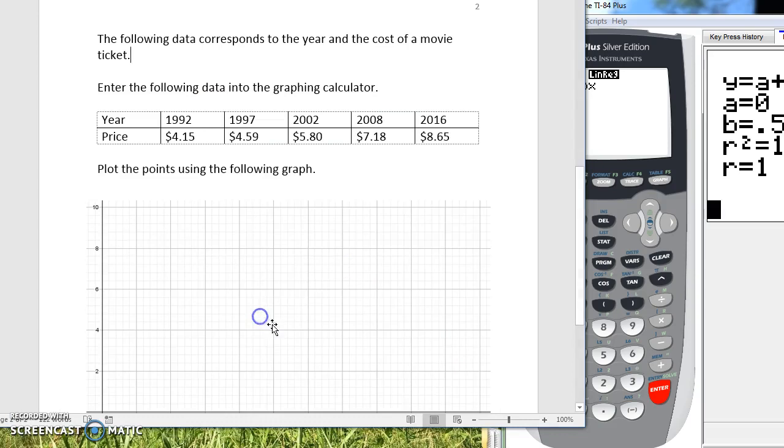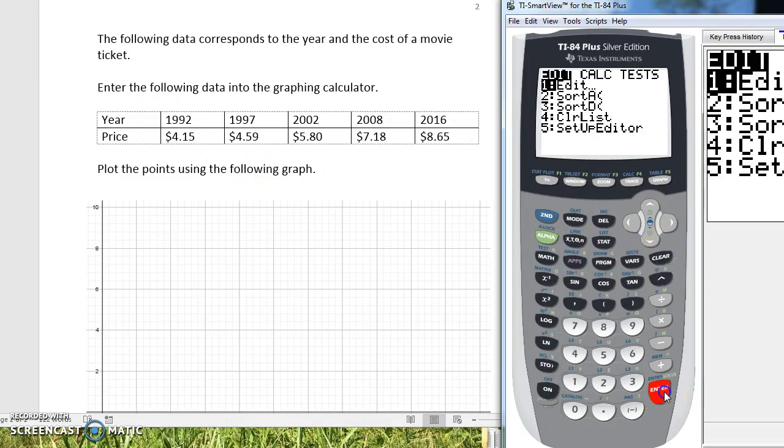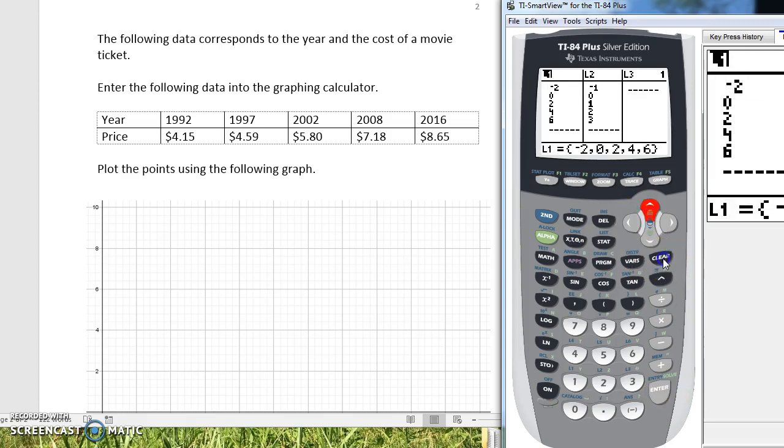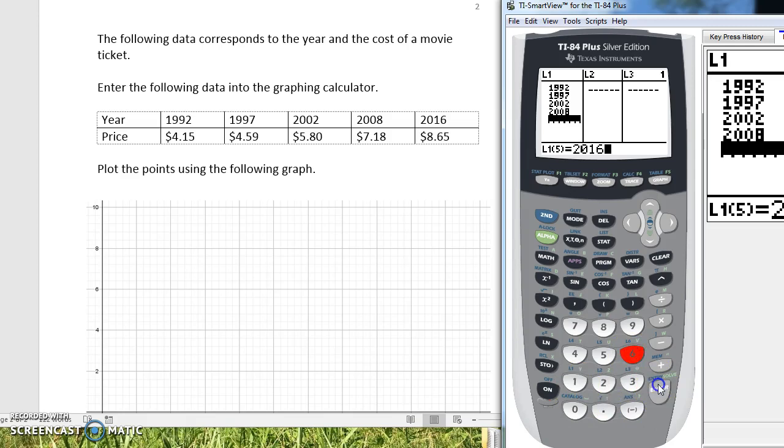So anyway, the first thing we're going to do is enter this data in the graphing calculator. We've done this before. Hit Stat, Edit, go over. We're going to clear this stuff out, and we're going to put the data that we have in. So the first one, year is always X values. So whenever you're dealing with time, that's always going to be X values. So we're going to put that in. All right, and then we're going to put the price of a movie ticket.